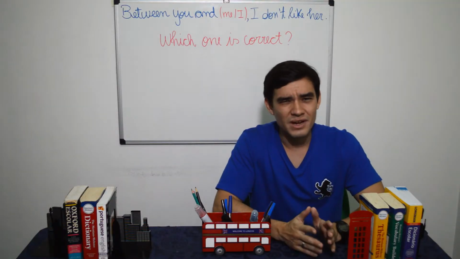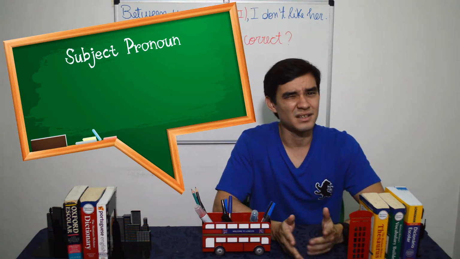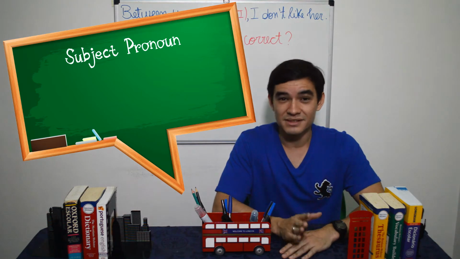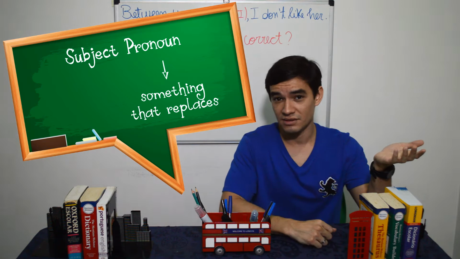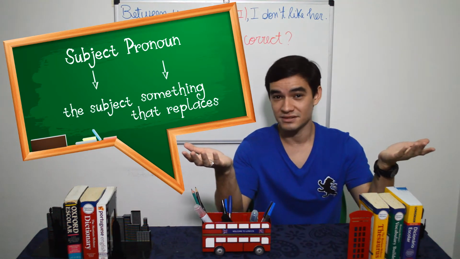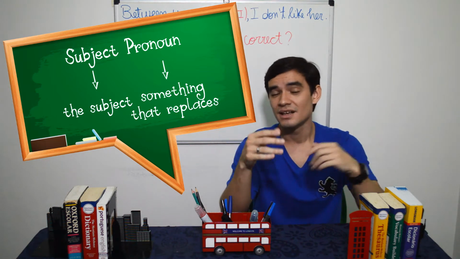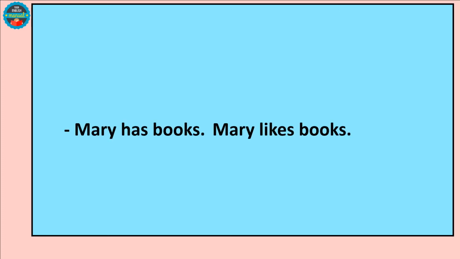Well, you must already kind of know what a subject pronoun is, right? The name itself kind of gives it away. But anyways, a subject pronoun is something that replaces, since it's a pronoun, the subject, the one that usually performs the action in a sentence. Simple, isn't it? Let's remember that example from the beginning. Mary has books. Mary likes books. We have two sentences here. Mary has books and Mary likes books.